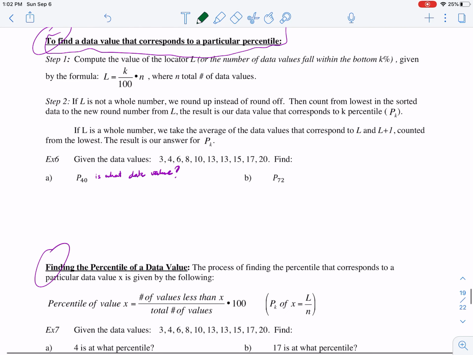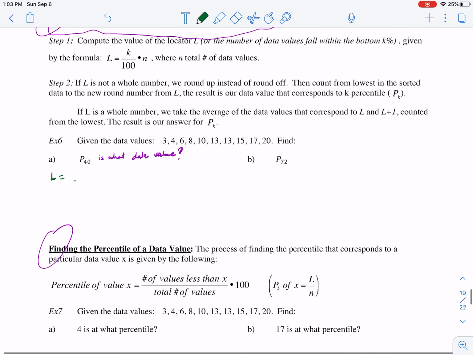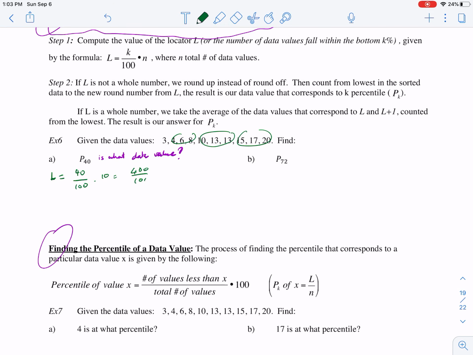All right, first we find L. L is the locator. It is K over 100, which is 40 over 100, times N, the sample size or the size of the data set. So that's 40 over 100 times 10, which is 4. So L is a whole number. Okay, L is indeed a whole number.